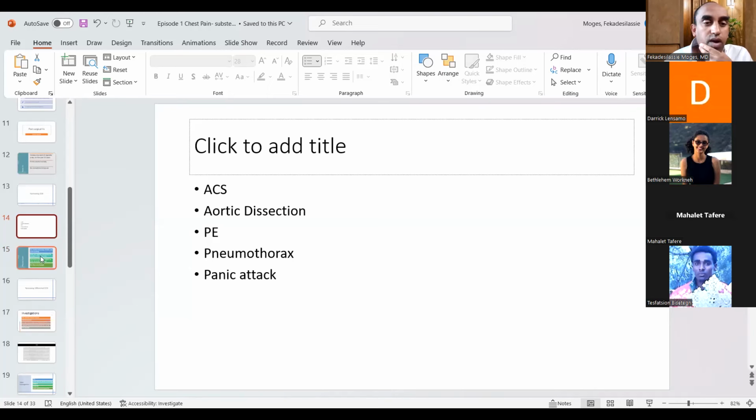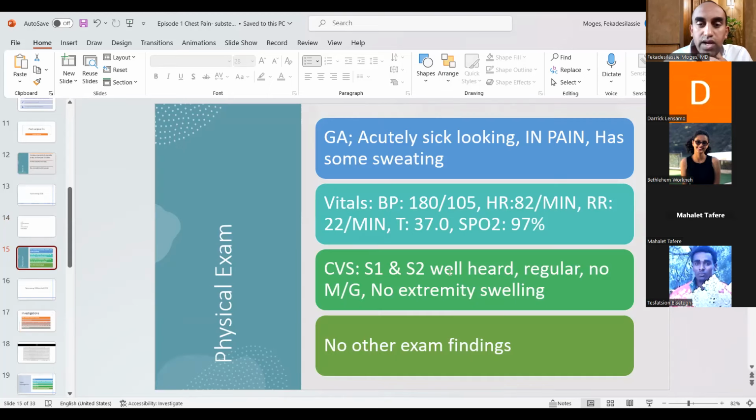Cardiovascular, right? So you talk about the cardiovascular system first. S1 and S2 are well heard, regular, no murmur or gallop, no extremity swelling. Okay. What other system do you want to examine?